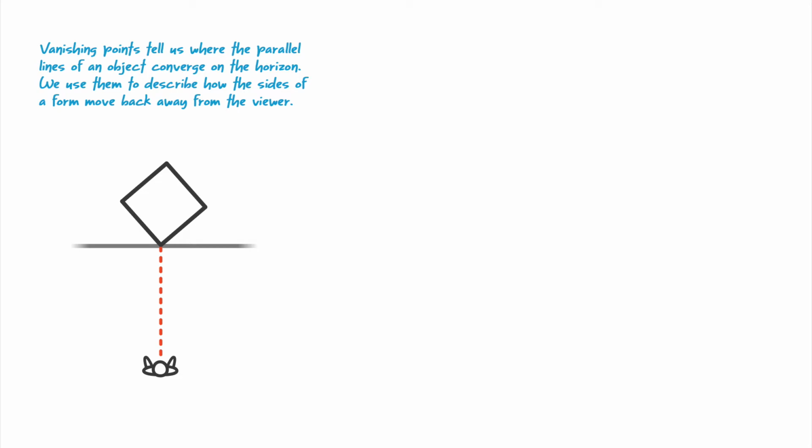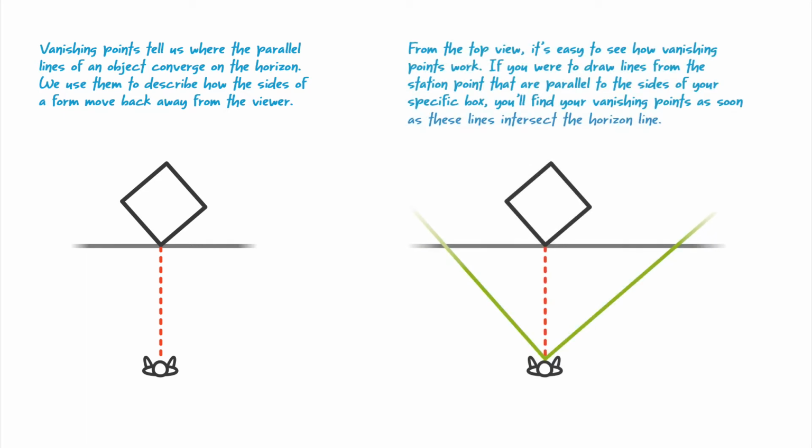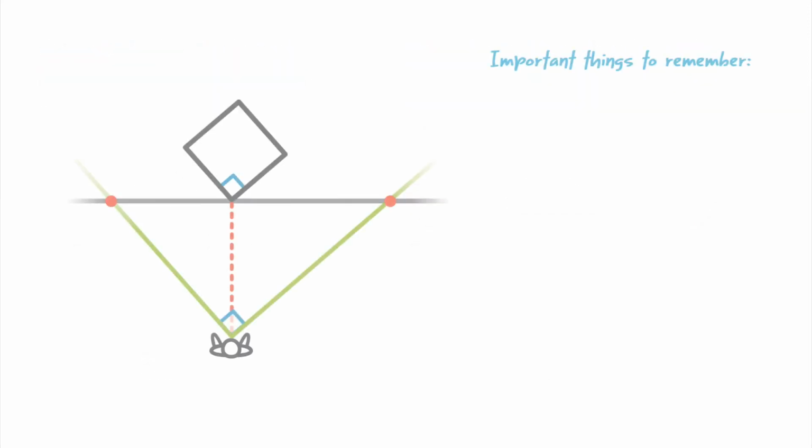The easiest way to describe how vanishing points work is to look at things from the top. If you were to draw a line parallel to the side of a box from the station point to the horizon line, you'll find the vanishing point where the line intersects the horizon line. Do that for each receding side, and you have the vanishing points for your box. This means a couple of things.